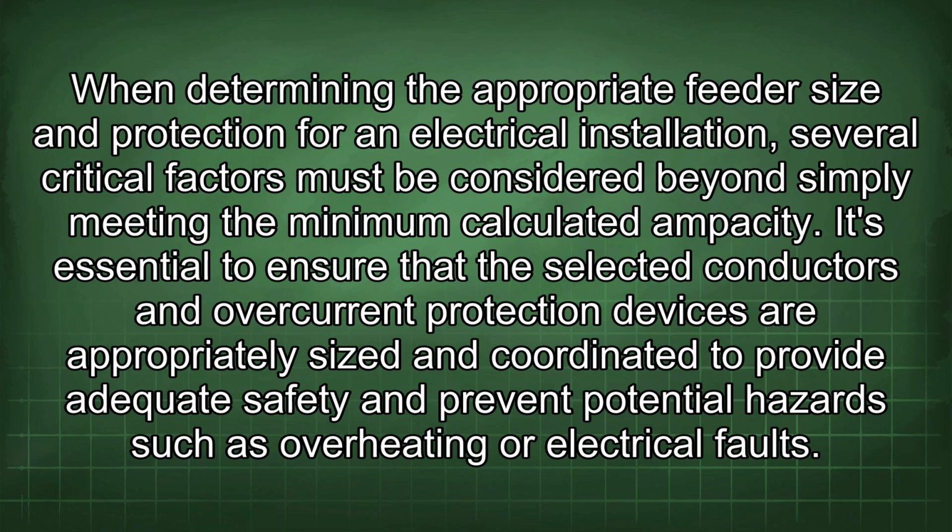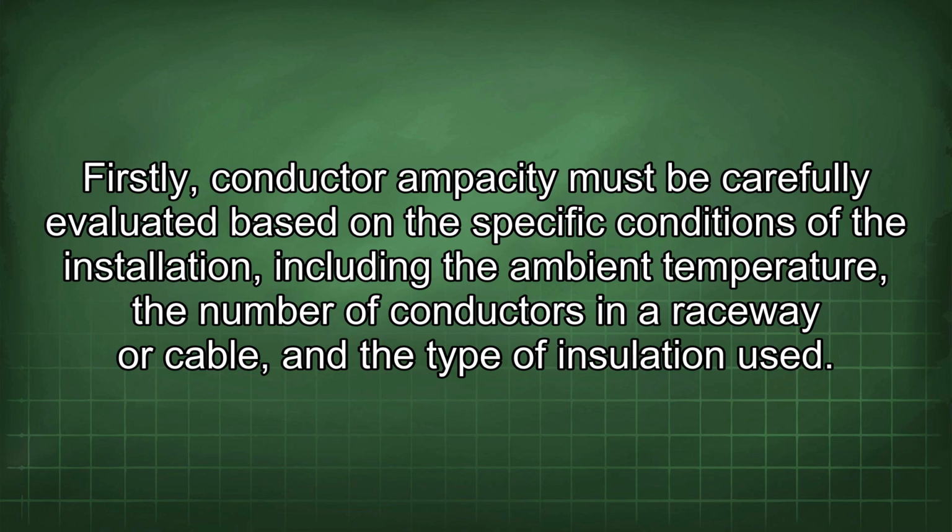When determining the appropriate feeder size and protection for an electrical installation, several critical factors must be considered beyond simply meeting the minimum calculated ampacity. It's essential to ensure that the selected conductors and overcurrent protection devices are appropriately sized and coordinated to provide adequate safety and prevent potential hazards such as overheating or electrical faults. Firstly, conductor ampacity must be carefully evaluated based on the specific conditions of the installation, including the ambient temperature, the number of conductors in a raceway or cable, and the type of insulation used.